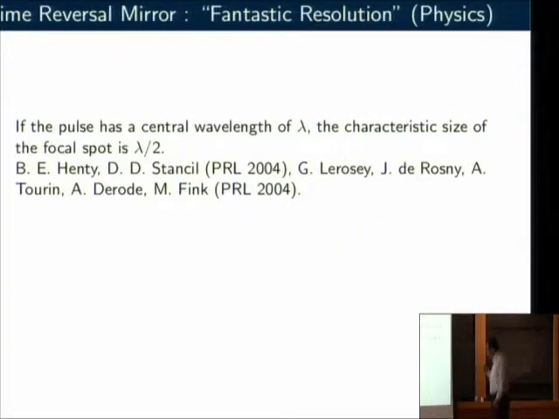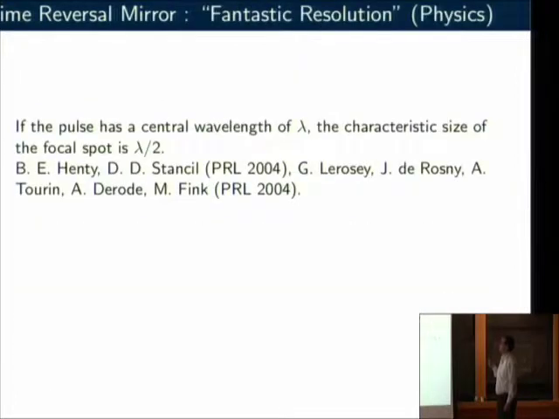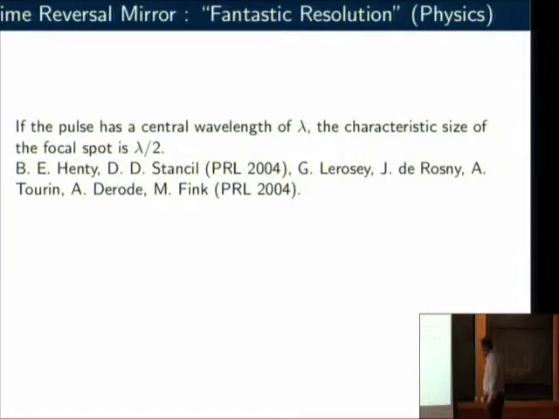And so, what is this pulse? What is this pulse here? What does it look like? It's not a Dirac mass. It has a size, and you can show that the size of your focal spot, this distance here, is related to the distance between your microphones and the frequency at which you look at things, which is lambda, and so the focal spot is lambda over 2.